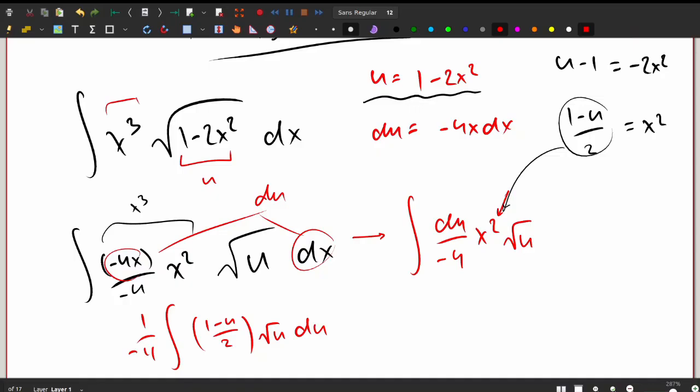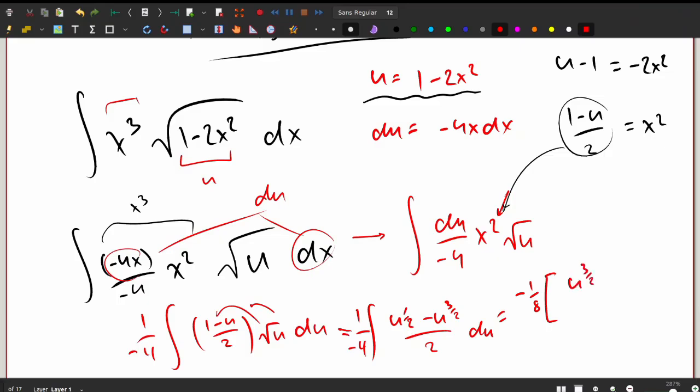This is the same as the last problem where we can just expand this because u is a power, and then use our power rule. This equals negative 1/8 times u to the 3/2 over 3/2 minus u to the 5/2 over 5/2. All of that is times negative 1/8 here.